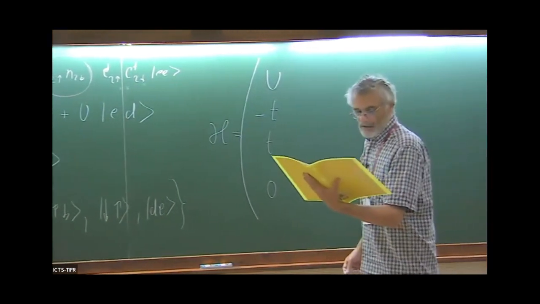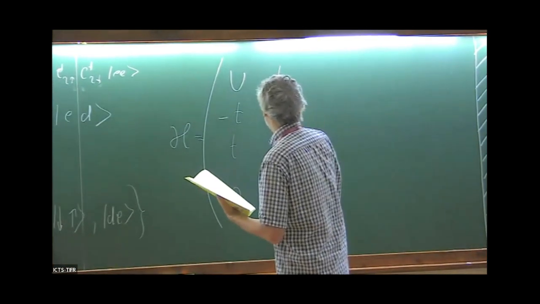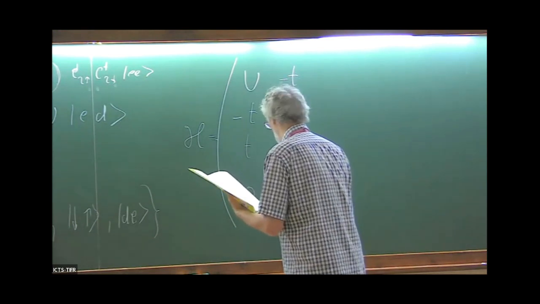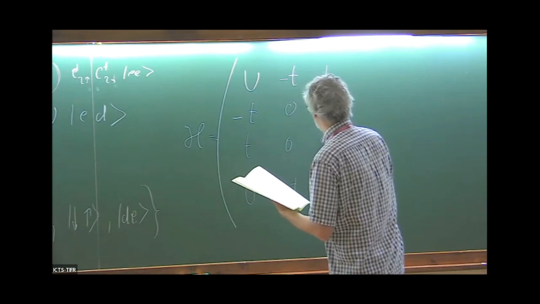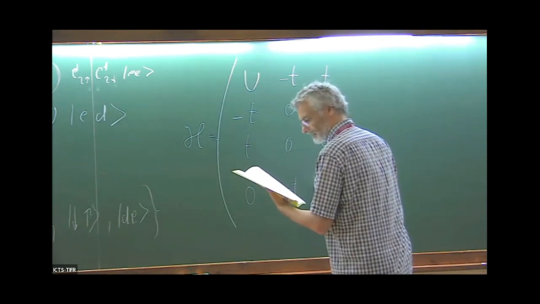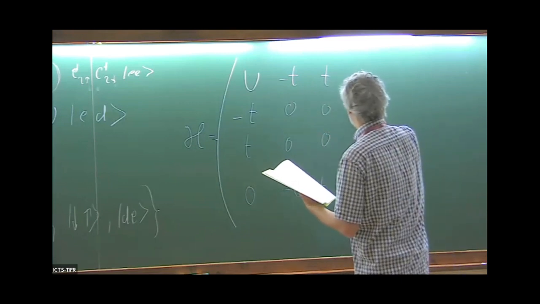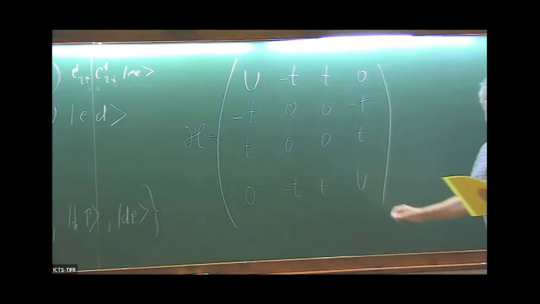Now, we can continue, and then if we continue, we will end up with the following: 0, 0, minus T, then T, 0, 0, T, and 0, minus T, T, U. So this is the 4x4 matrix that we need to solve. Okay? Good.